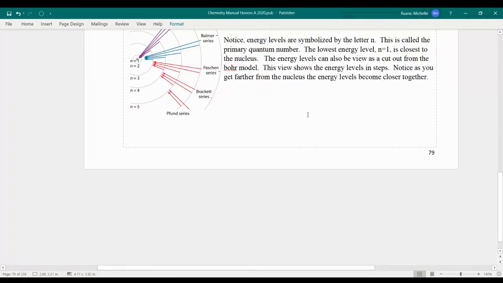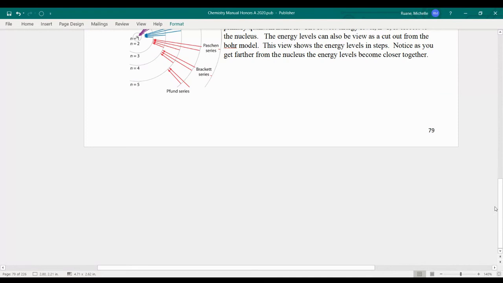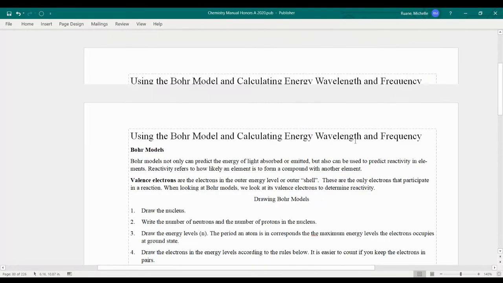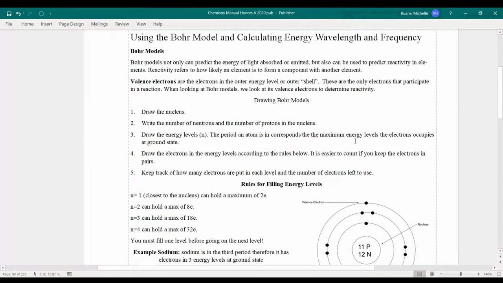So we need to understand how to use this Bohr model and how to draw a Bohr model with other elements and other electrons. And the Bohr model not only predicts the energy of light absorbed or emitted, but we also use it to predict reactivity in elements. It doesn't explain all the properties of the elements, but it can predict reactivity.